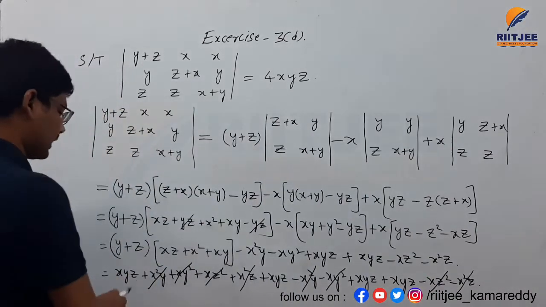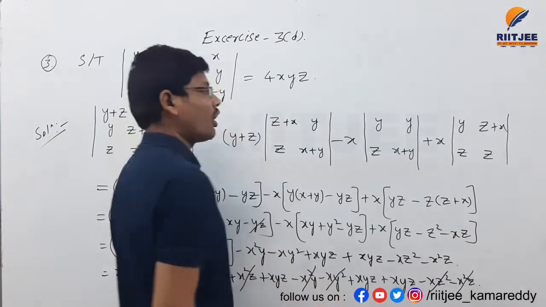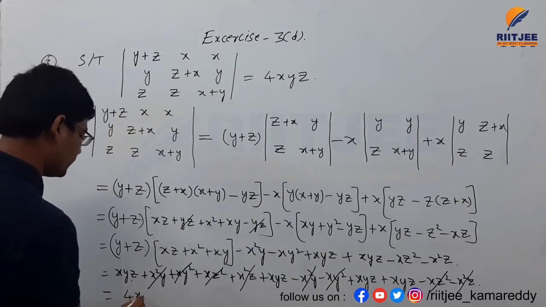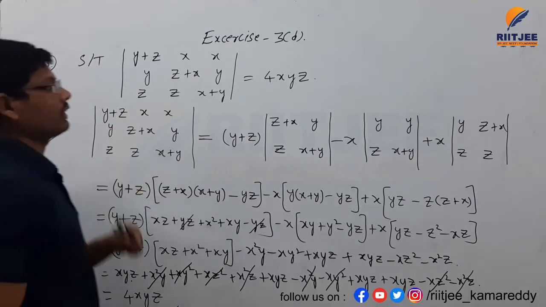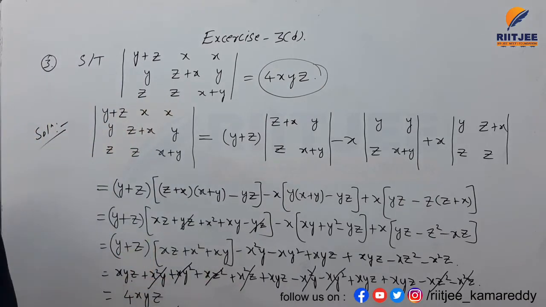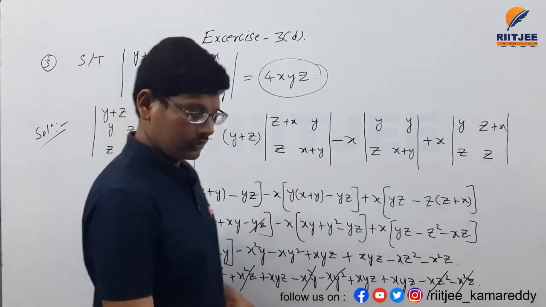The remaining terms are xyz. How many xyz's are there here? Four xyz's are there. So the determinant of this value is equal to 4xyz. This is all about the solution of this one. And the next question is here.